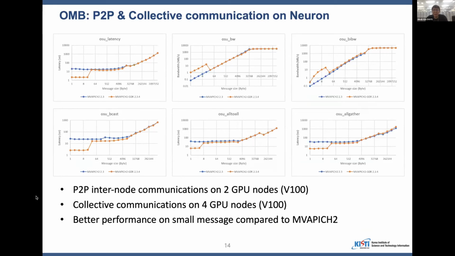It's GPU to GPU. So the first three P2P internal communication graphs are for two different GPU nodes. And the other three graphs are for four other GPU nodes with collective communications. We just tested it for the verification of the proper installation.